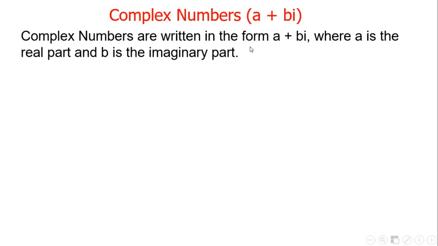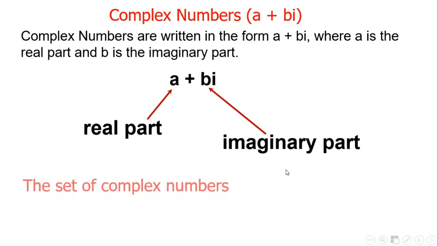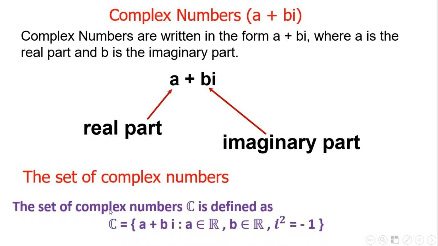Complex numbers a plus bi. Complex numbers are written in the form a plus bi, where a is the real part and b is the imaginary part. In a plus bi, the first part a is the real part, and the second part b is the imaginary part. The set of complex numbers C is defined as all of the numbers of the shape a plus bi, where a belongs to R and b belongs to R. For sure i squared equals -1.